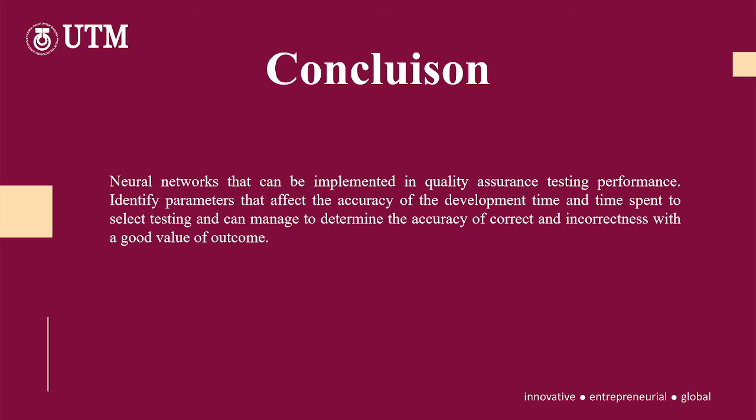Okay, the conclusion that I want to say is that a neural network can be implemented in quality assurance testing performance. It's really good. It identifies parameters that affect the accuracy, the development time, and time spent. Selected testing can be managed, with the determinant of the accuracy of correctness and incorrectness with a good value of outcome. That's the most important thing. We want to see the outcome, what kind of outcome it is going to be. In every try and testing error, of course we want to study the failure and error.